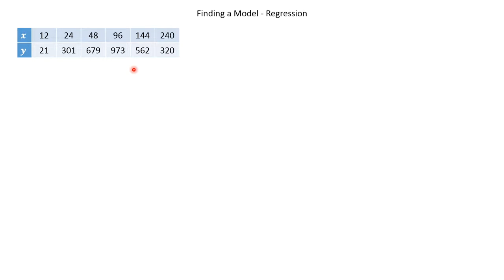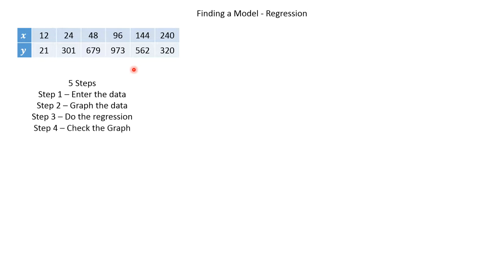And so let's look at our steps. Our 5 steps. We're going to enter the data, graph the data, do the regression, which involves choosing the regression, and check the graph, and then answer the question. This one I didn't actually give you a question, so it's just find a polynomial model that represents this data.